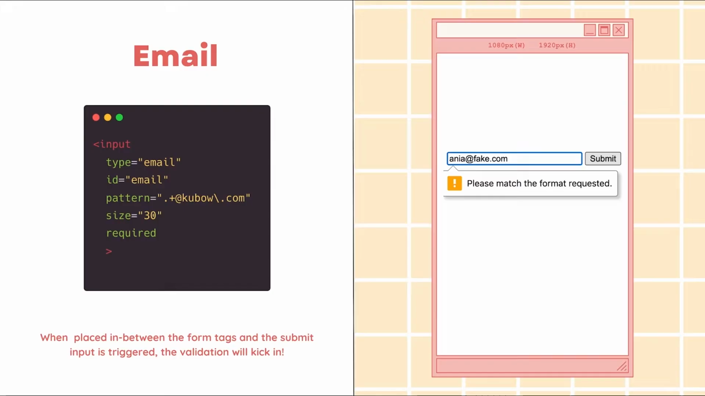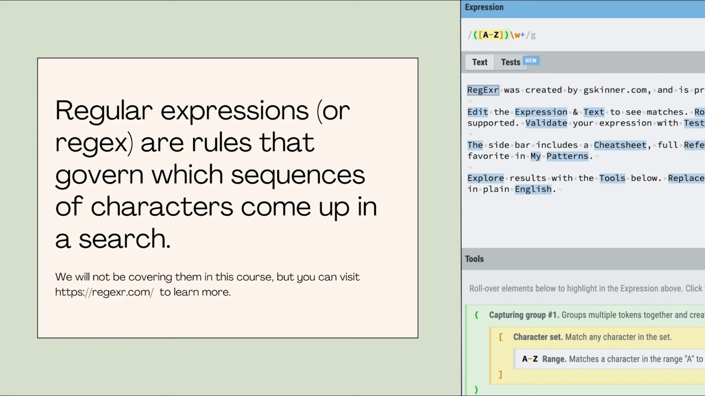Now, this might look like a normal text input, but it has certain validation parameters, meaning it won't accept the field unless you give it a @ sign and a domain. We can actually change these validation parameters by using the pattern attribute and using regex. Regex or regular expressions are rules that govern which sequence of characters come up in a search. There is much to learn on regex, which we will not be covering in this course.